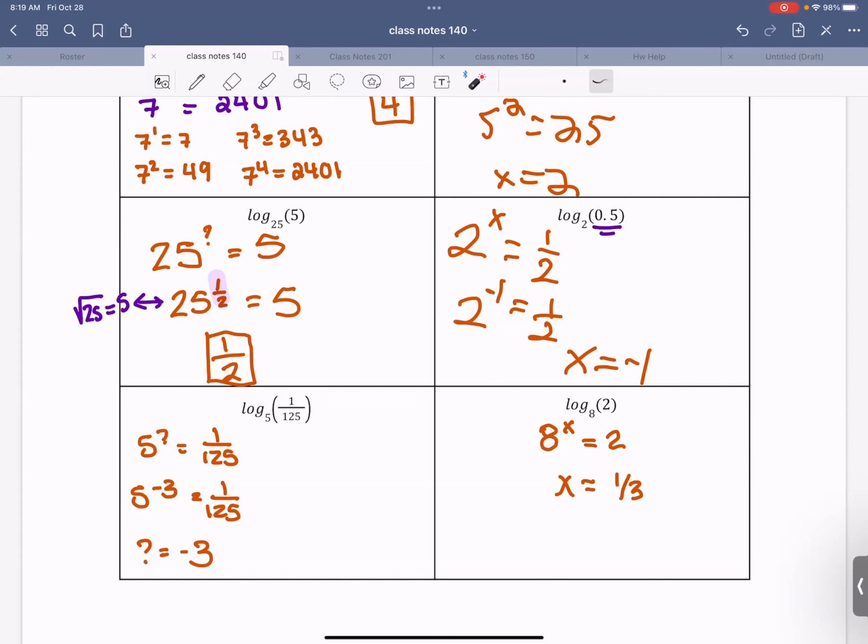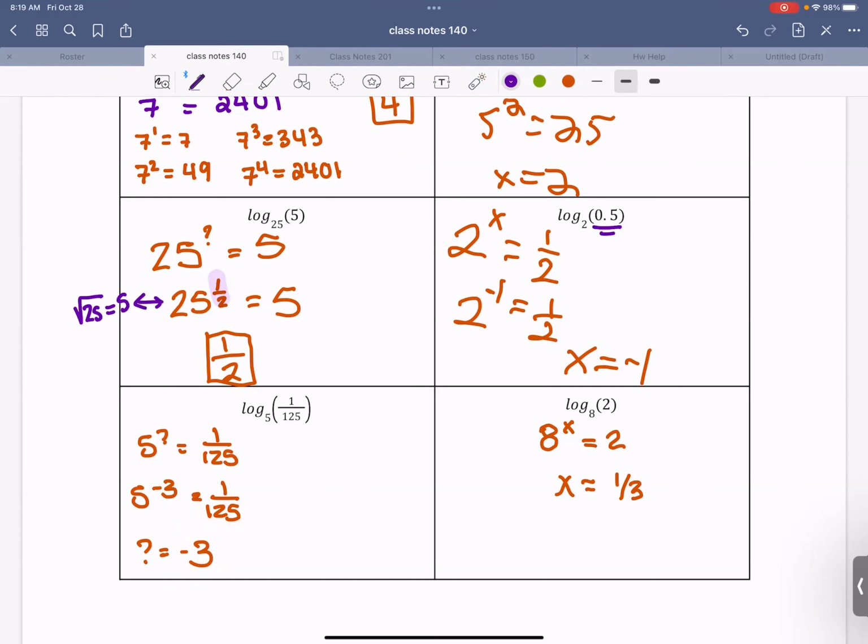Well, I knew that 5 to the third was 125. This was a fraction, and then it had to be negative. So I plugged 5 to the negative third into my calculator and it gave me a decimal, but then I put it into like a math fraction, which gave me 1 over 125. So I put that as the answer.